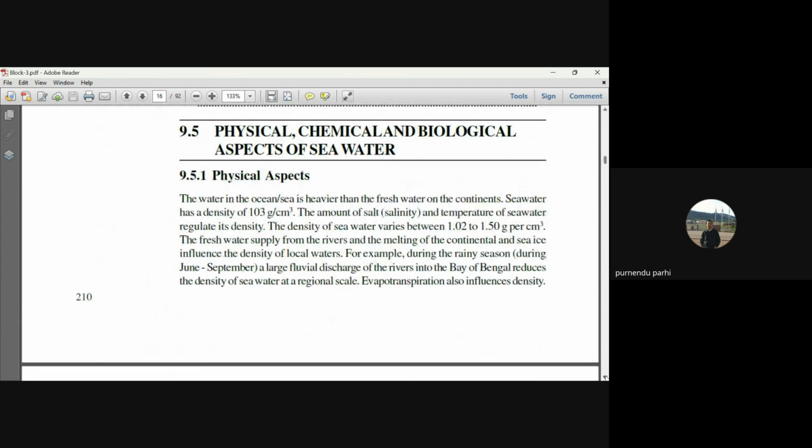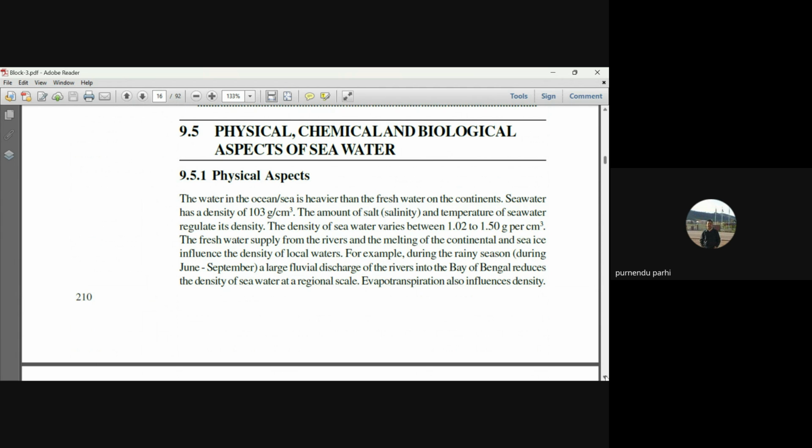Then, physical, chemical, and biological aspects of seawater. Physical aspect. The water in the sea is heavier than the fresh water on the continent. Seawater has a density of 1.03 gram per centimeter cube. The amount of salt, that is salinity, and temperature of seawater regulate its density. The density of seawater varies between 1.02 to 1.05 gram per centimeter cube.